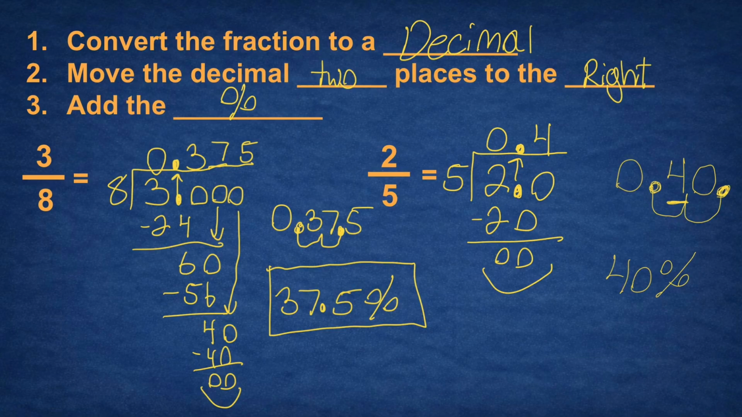And we can drop this 0 because it doesn't hold any value. But we do need to keep this 0 here because that makes a difference. So 2/5 as a percent is 40%.